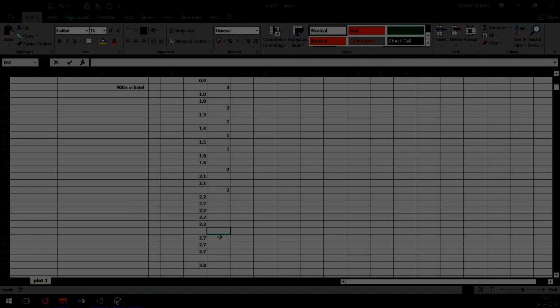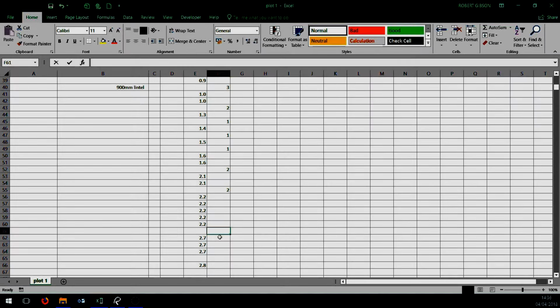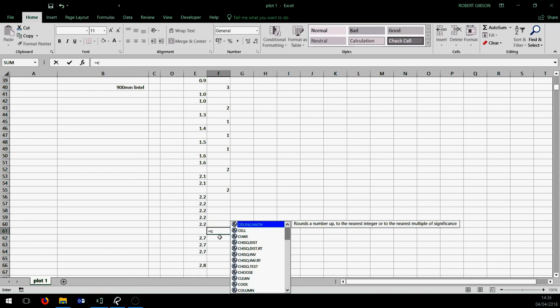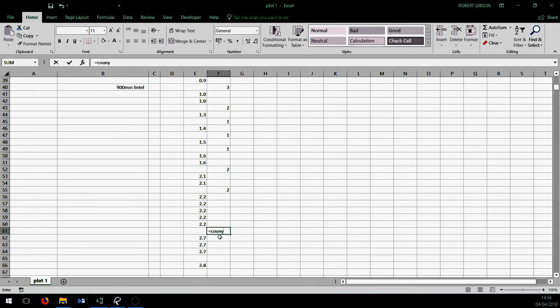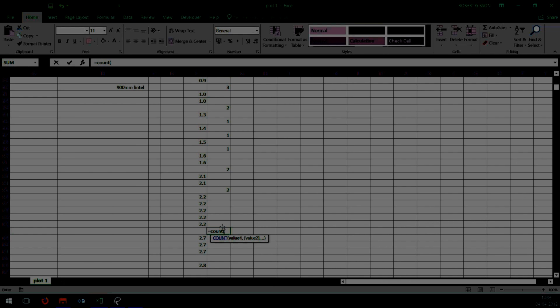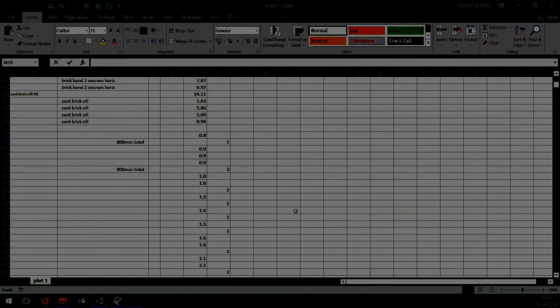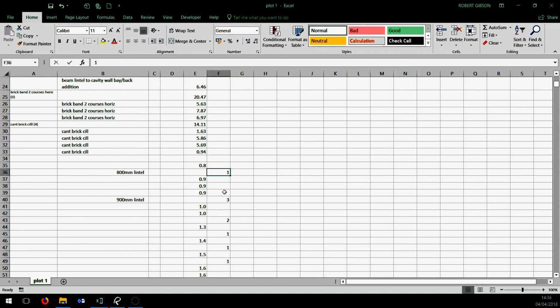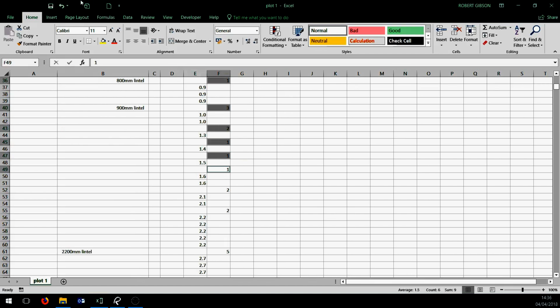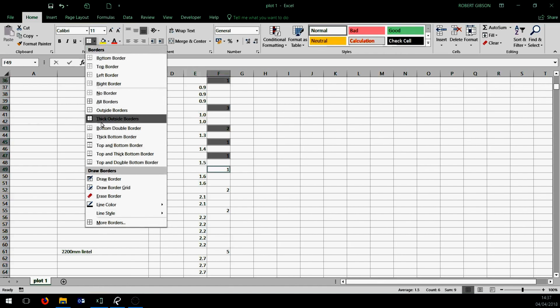So what you can also do is, if you've got a long series of similar lines, use equals count and just count all the 2.2s that way. So, 200mm lintel. So that way you've got a bill that itemises the lintels incrementally by length, as you would see in a traditional bill.